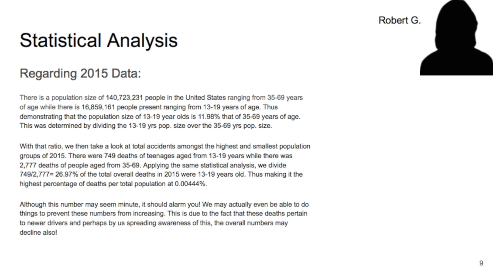The reasoning as to why we focus on teenagers specifically with this data set is that although the population of 13 to 19-year-olds is around 12% of the population, compared to the highest being 35 to 69 years old, the 13 to 19-year-old group was around 16 million, while the 35 to 69-year-old group was around 140 million. The number of accidents among 13 to 19-year-olds is around 27% of the amount for 35 to 69-year-olds, thus implying that teenagers are the most susceptible in this situation.